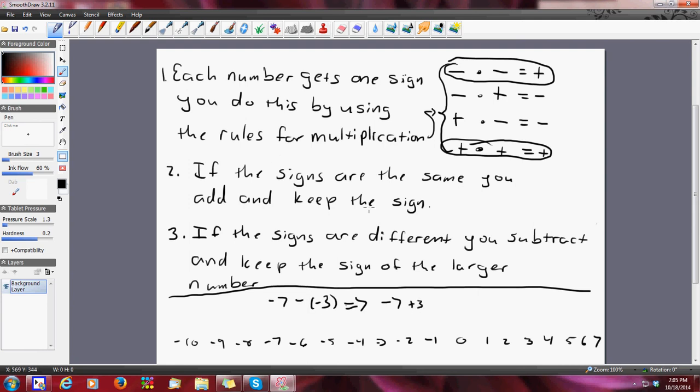So it says, if the signs are the same, you add and keep the sign. Well, here, I have a -7 and a +3. So the signs are not the same. One's negative, one's positive. If the signs are different, you subtract. So 7 minus 3 is 4, and you keep the sign of the larger number, which is -4. And that makes sense because if I'm at -7 and I add 3, 1, 2, 3, I get to -4. I'll do another example.